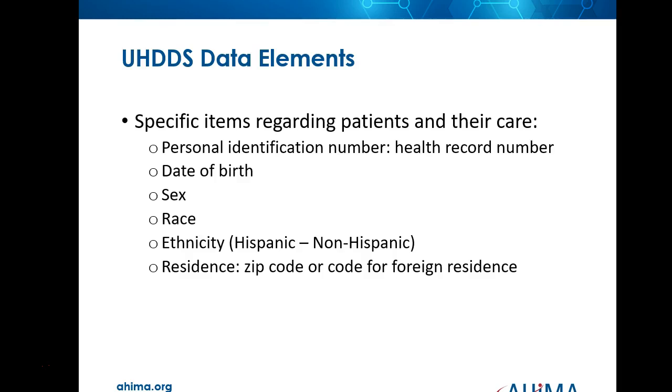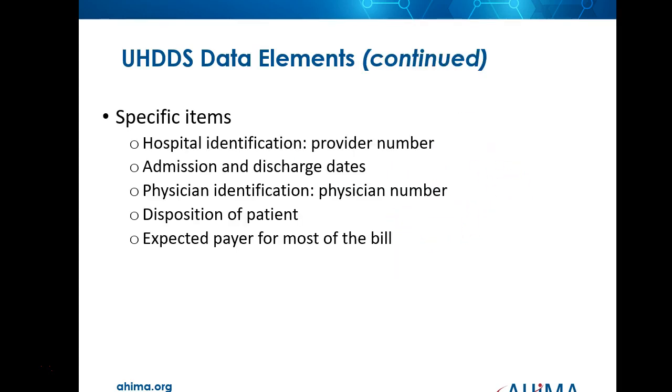Some of the data elements include the personal identification number, such as a health record number, medical record number, date of birth, sex, race, ethnicity, residence zip code, or a country code for foreign residents. Each hospital has a unique provider number, along with physicians having a UPIN number. That's a unique identifier for that particular physician.